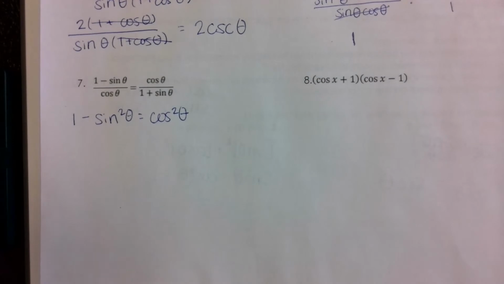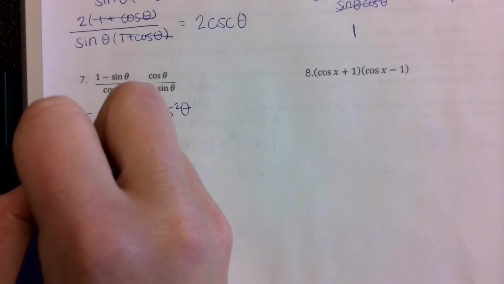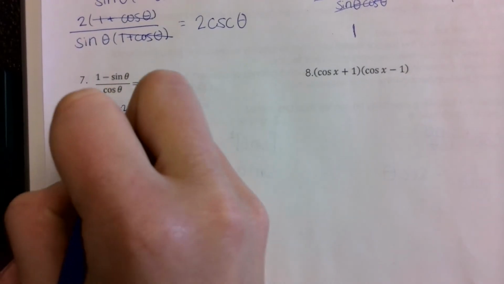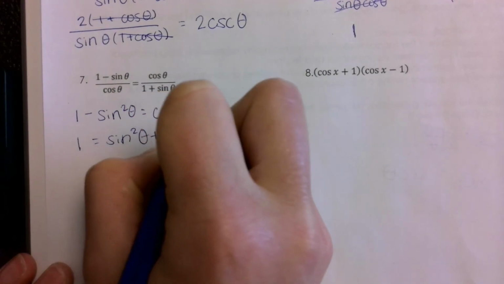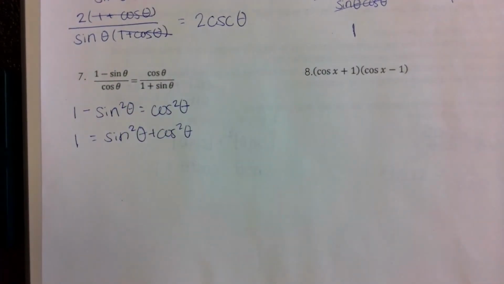We could move that sine squared over so it looks more like the one that you have. So you could say 1 equals sine squared plus cosine squared. That works. And that's true, so you just proved it. Is that all right? That's too easy.